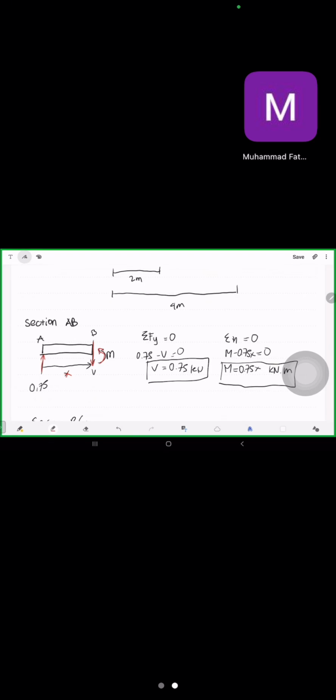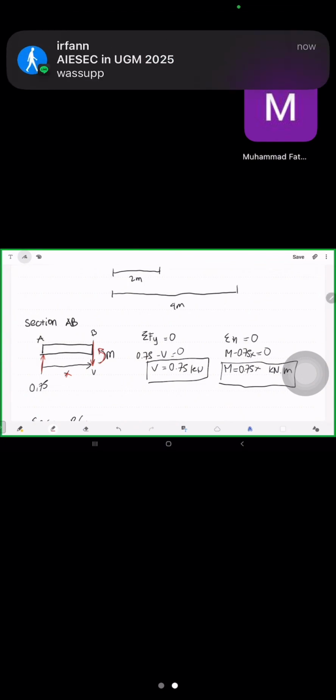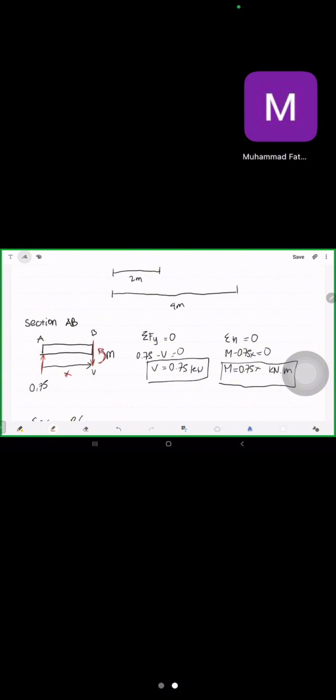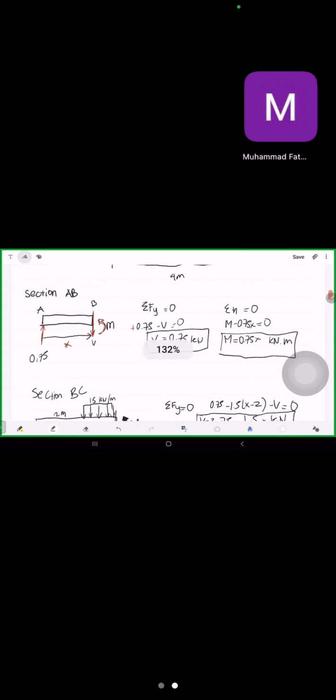Then we can directly put it into the Newton calculations, which we notate as sigma, the total of forces on the y-axis, equal to 0. We have 0.75 in the positive direction, subtracted by the negative shear force, equal to 0. So we know that the shear force acting on B is positive 0.75.